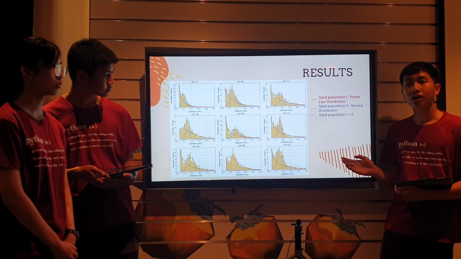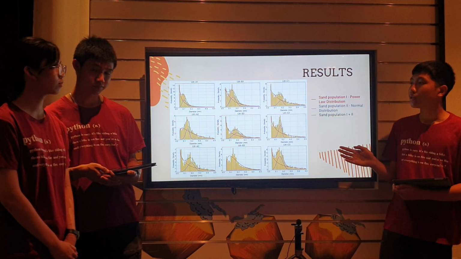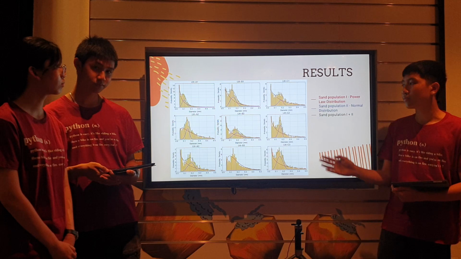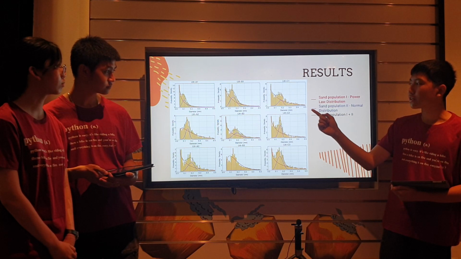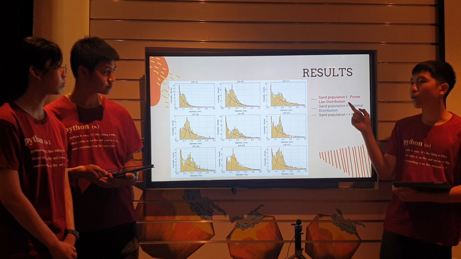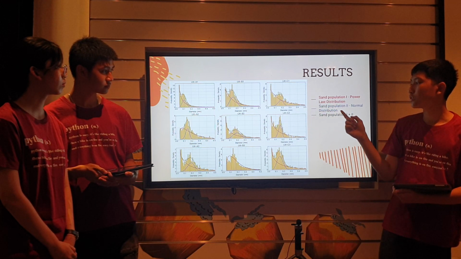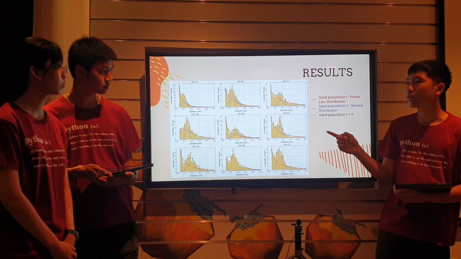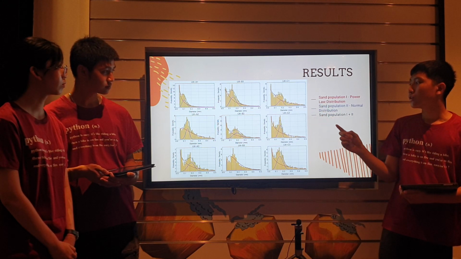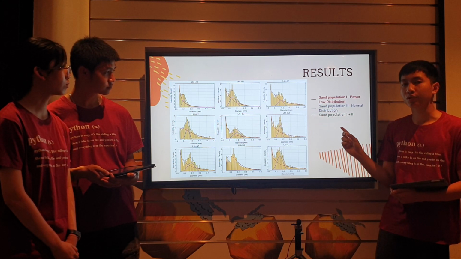This is our result of the sand collecting, listed in a histogram. You see the red line is sand population number 1, or power law distribution. The blue line is sand population number 2, normal distribution. And the black line is sand populations 1 and 2 summed together.